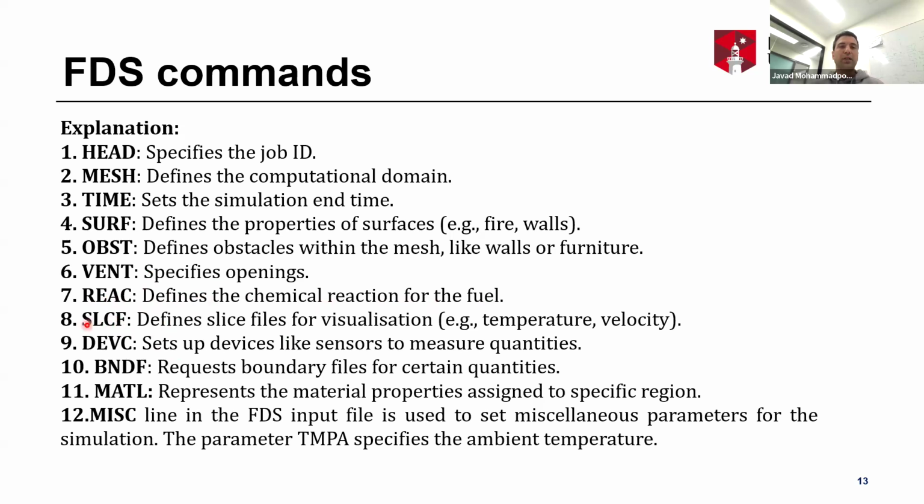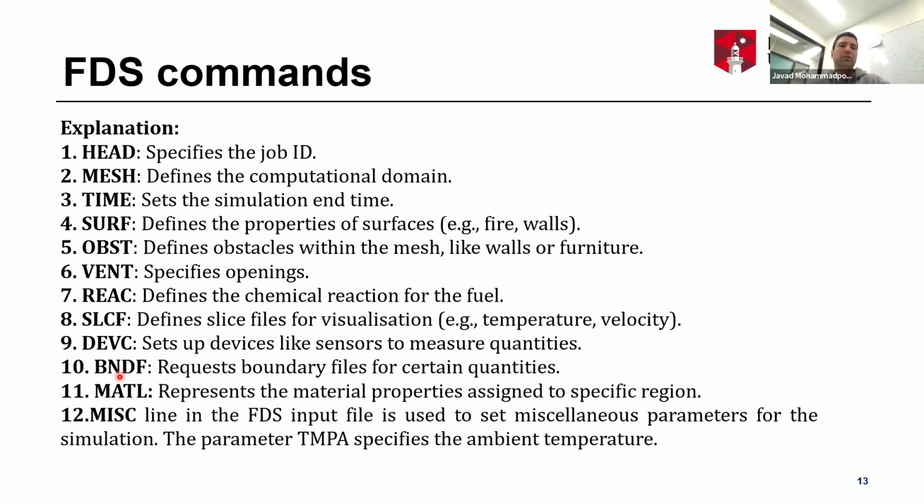And this one is a slice file. If you are interested to study the behavior of velocity, the variation of temperature at a specific cross section, for example, at z equal to 2 meters, you can specify this slice file, and in the post-processing after completing your solution, you can use that. The device command lets you set some devices, like a sensor, a water mist, a sprinkler in your computational domain.